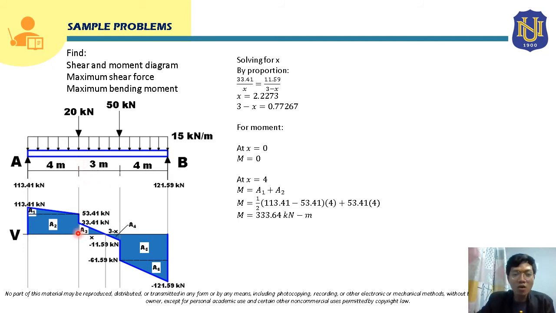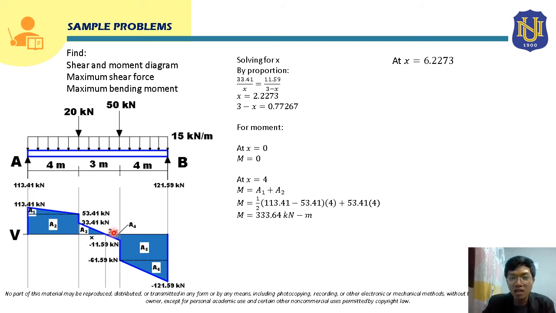Now we are going to solve next for the moment at this point. The distance here first is 4 meters plus x. The value of x is 2.2273. Therefore, at this point, the distance from the left is 6.2273, that is just 4 meters plus 2.2273. So that will be at this point.